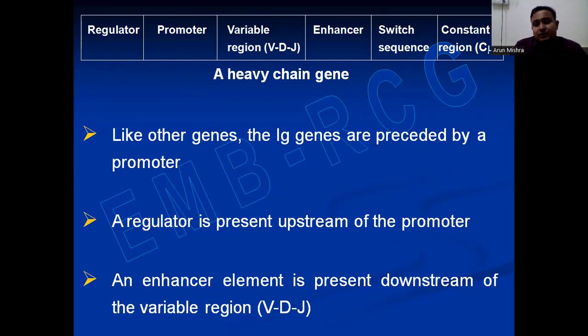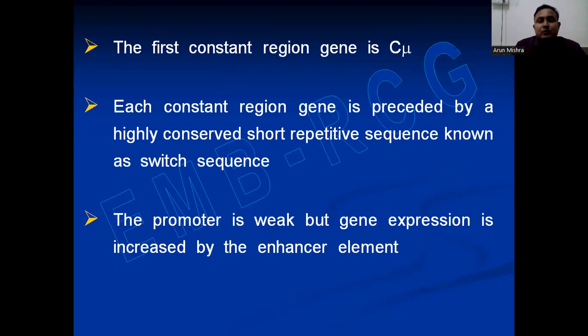Like other genes, the immunoglobulin genes are preceded by a promoter. A regulator is present upstream of the promoter. We can see here the structure of a heavy chain gene, which has a regulator, a promoter, a variable region known as VDJ joining, an enhancer, switch sequence, and constant region. An enhancer element is present downstream of the variable region, known as the VDJ segment or region.